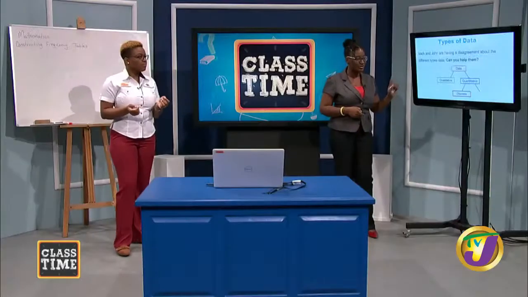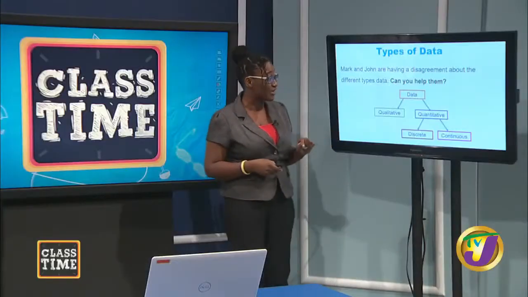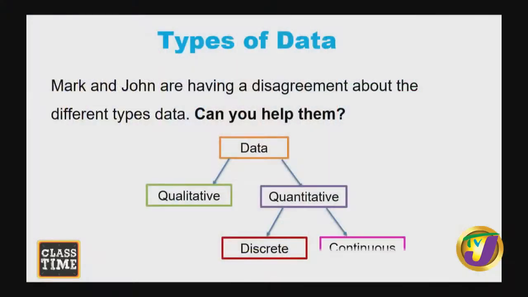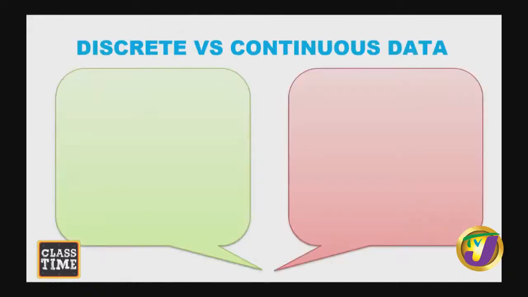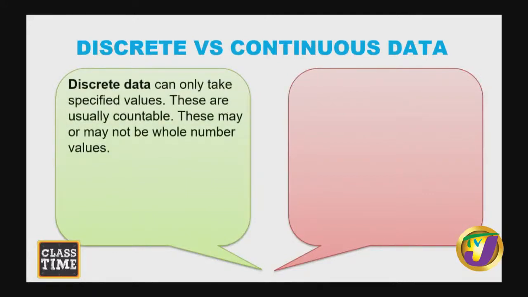Okay, and I would like our students to pay attention to this diagram on screen, which basically summarizes what you have said earlier. So we see the data being either qualitative or quantitative, and as you said, quantitative can either be discrete or continuous. But I want to hear some more about discrete and continuous data. All right, no problem. When we talk about discrete data, this data can only take specific values. These are usually countable and they may or may not be whole number values.